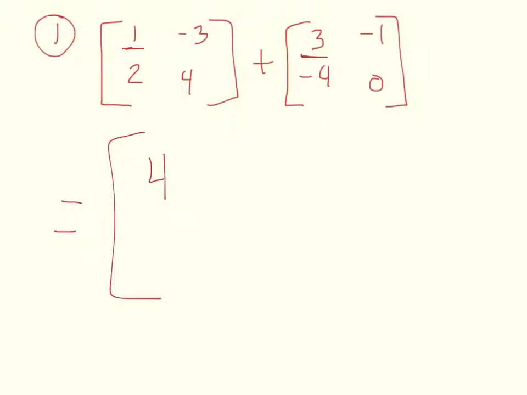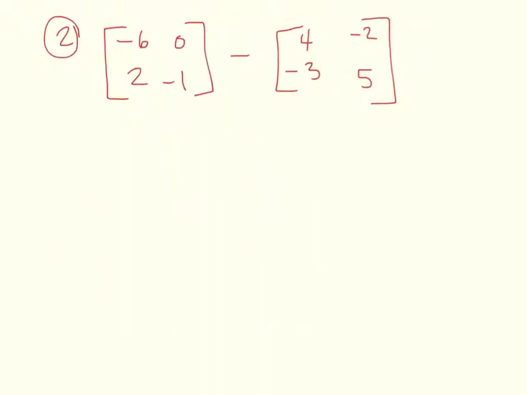And then negative 3 would be added with negative 1, so negative 3 plus negative 1 is negative 4. And then 2 plus a negative 4 is negative 2. And 4 plus 0 is 4. So that would be my answer.